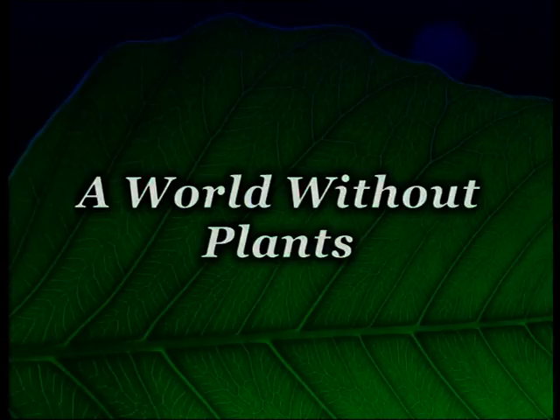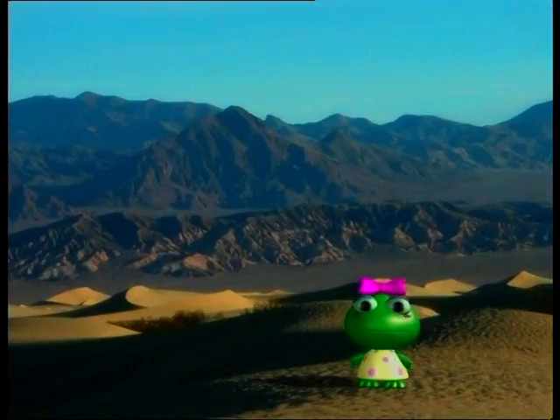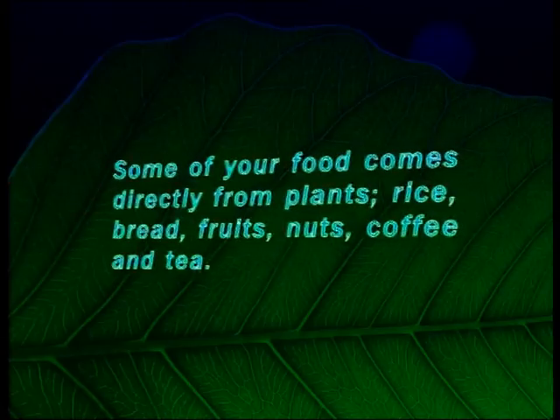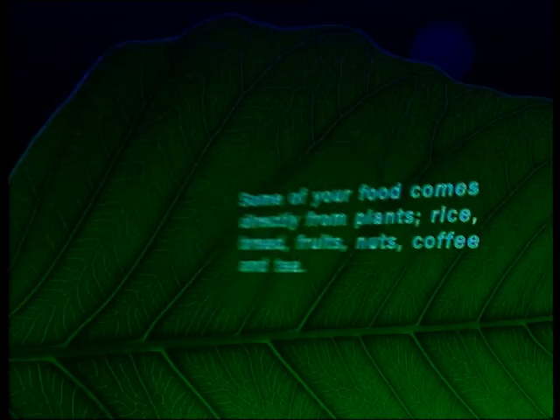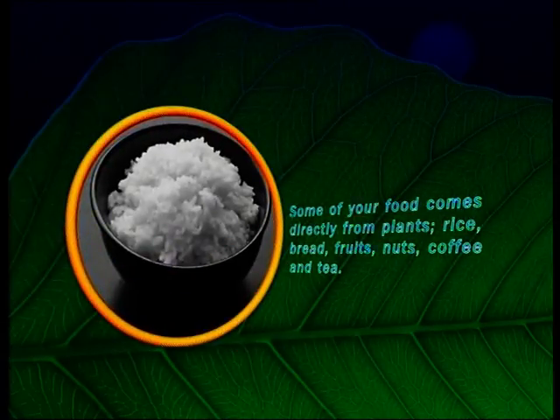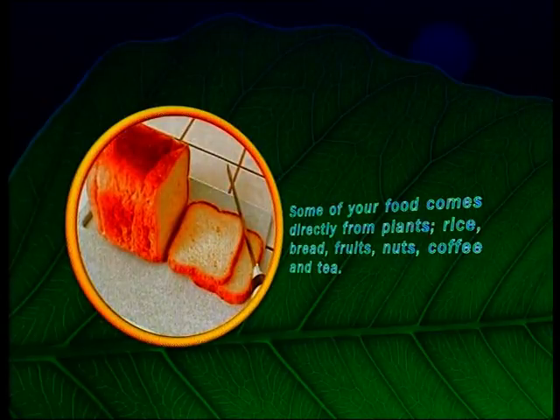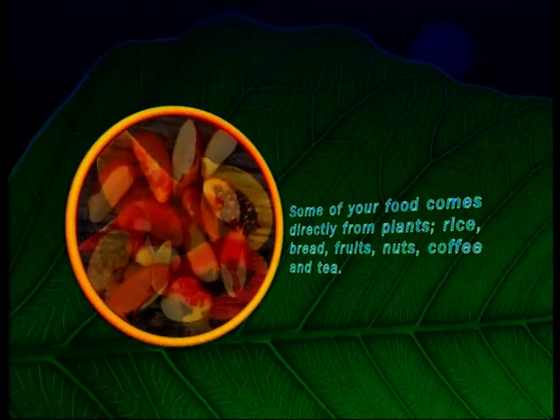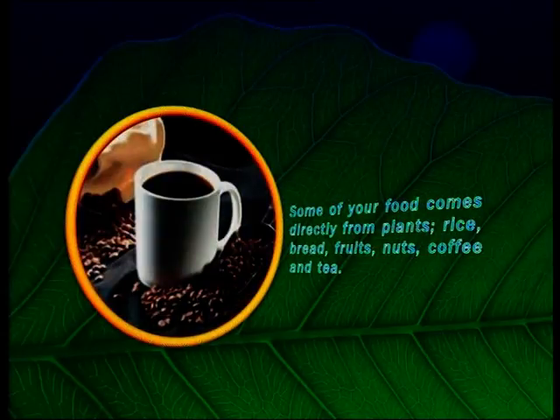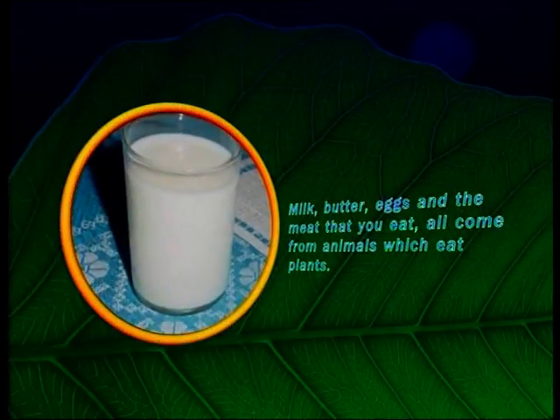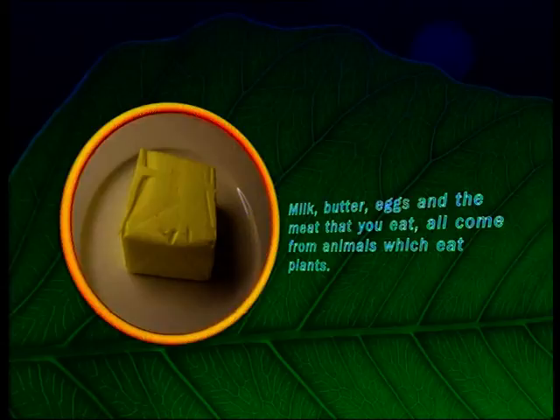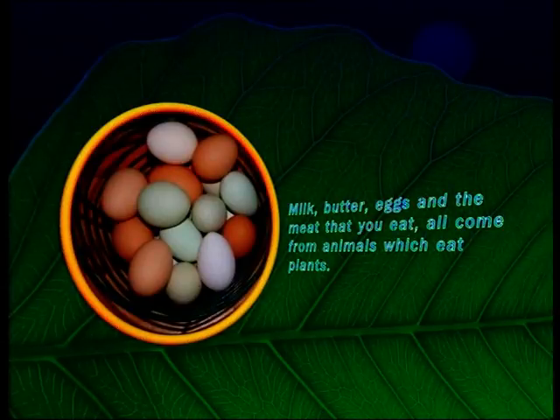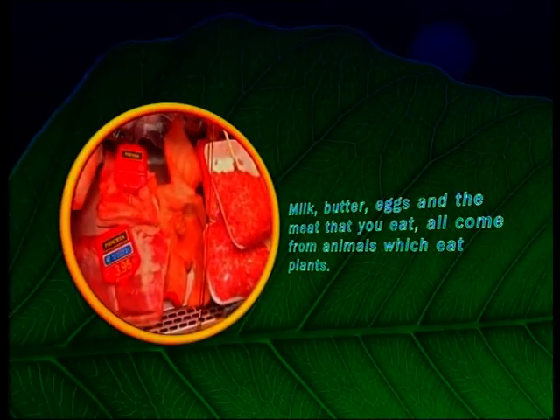A world without plants. Humans and animals would have nothing to eat if the world is without plants. Some of your food comes directly from plants: rice, bread, fruits, nuts, coffee and tea. Milk, butter, eggs, and the meat that you eat all come from animals which eat plants.